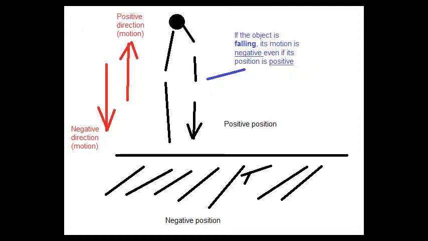So the object will go up, and then it will come down and hit here. I see it decreasing. I see negative. Okay, so this is the negative position, and this is the positive position. Right. That's true.